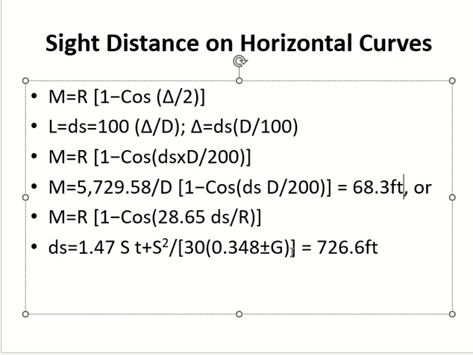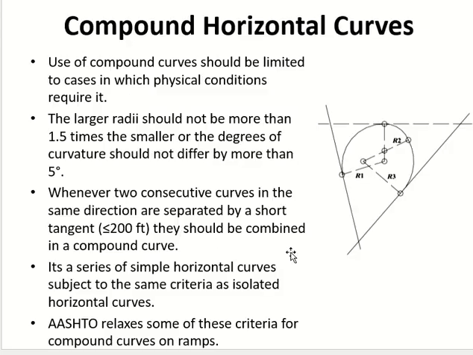Okay, any questions? So to make this curve safe for 70 miles per hour, don't place anything within 68.3 feet of the inside lane. If you do, the driver in the inside lane will not have enough sight distance. Clear? Okay.